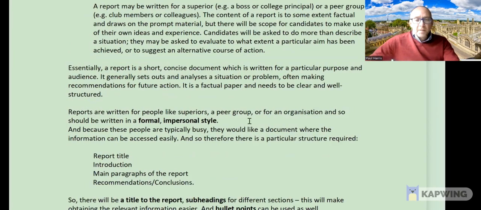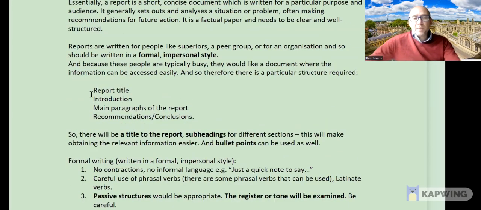So we're going to have a quick look at that. Essentially, it's going to be written formally, in an impersonal style, and there will be a particular structure that the examiners will be looking for. They will be looking for a particular title that explains very quickly what the report is about. There will be a short introduction. The main part of the report will be within the paragraphs, and perhaps you might have 2 or 3 different sections here. And again, there will be subheadings for those sections. And at the end, you'll be expected to write some sort of recommendation or perhaps a conclusion, okay?